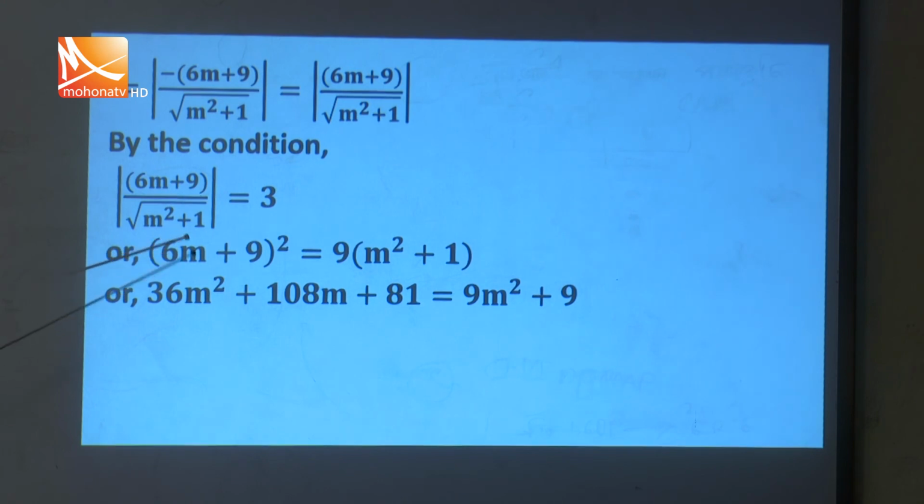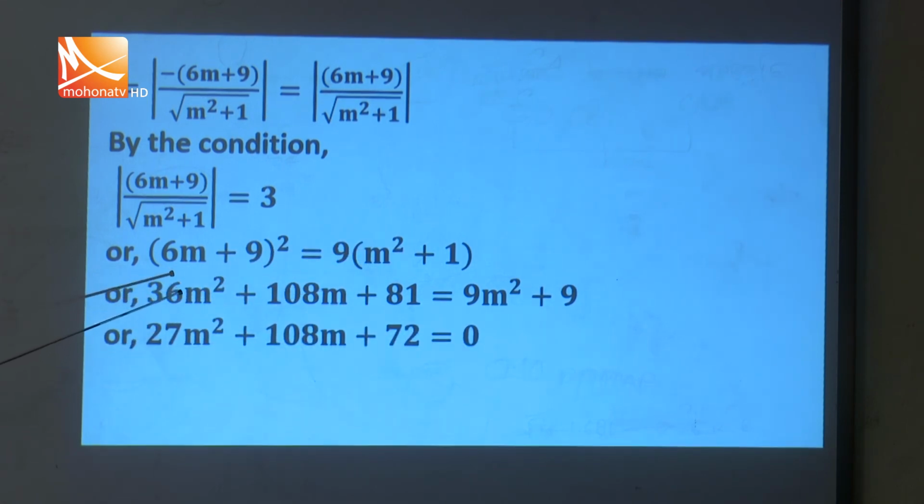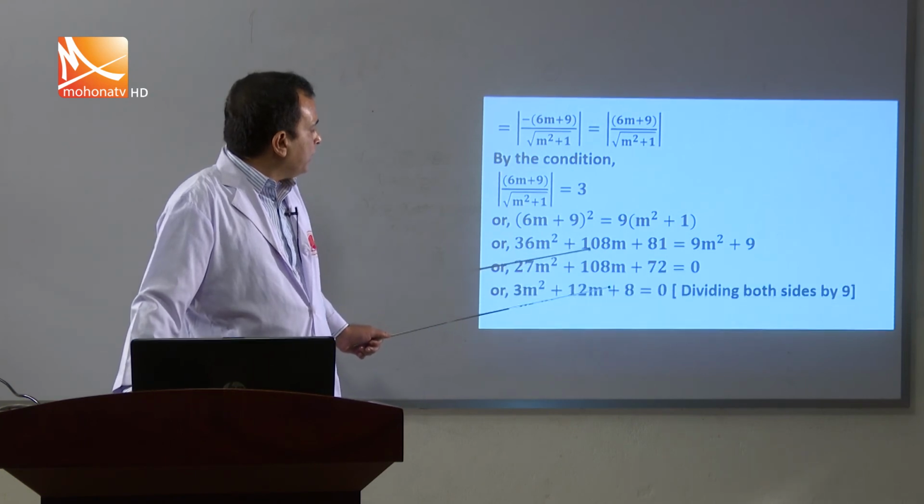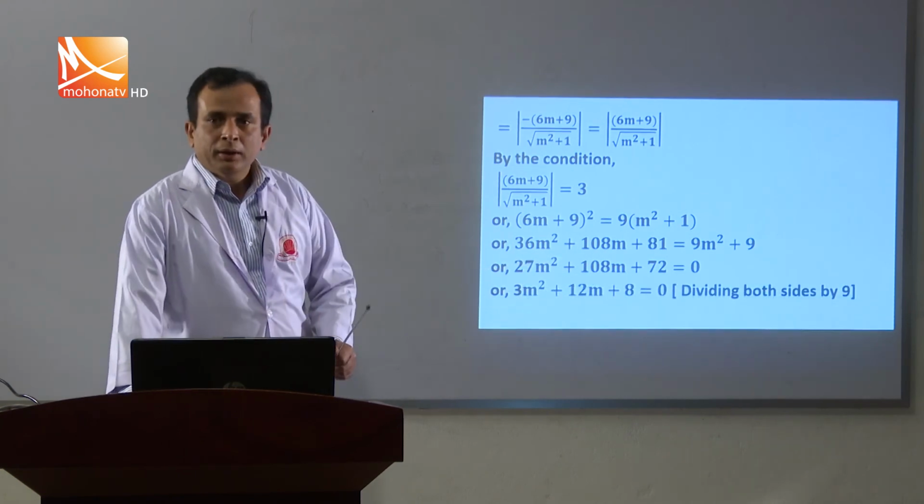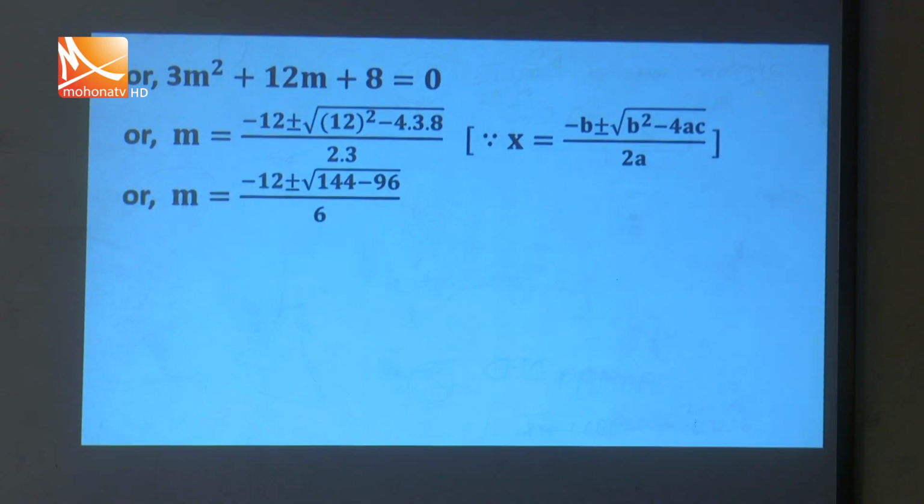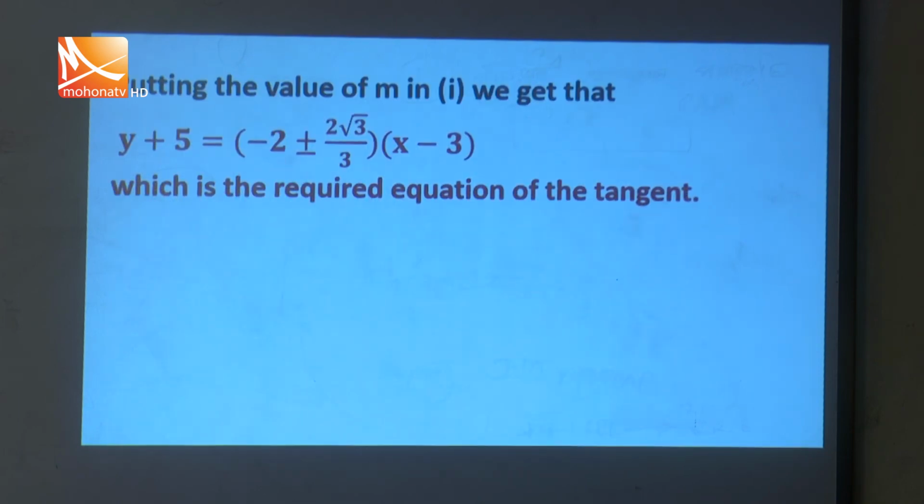By expanding this with the help of a plus b whole square, it will be 36m square plus 2 into 6m into 9, this is 108m, plus 9 square is 81, equals 9m square plus 9. Okay. We can rewrite this as 27m square plus 108m plus 81 minus 9, this is 72, equals 0. Okay. You just see that by dividing both sides by 9, it will be this. Dear student, in this way we have found the value of m is this. Okay. Putting the value of m, we get a relation is this.